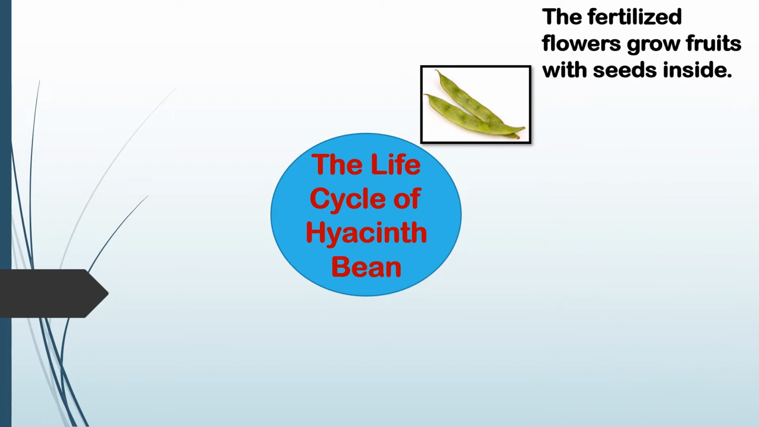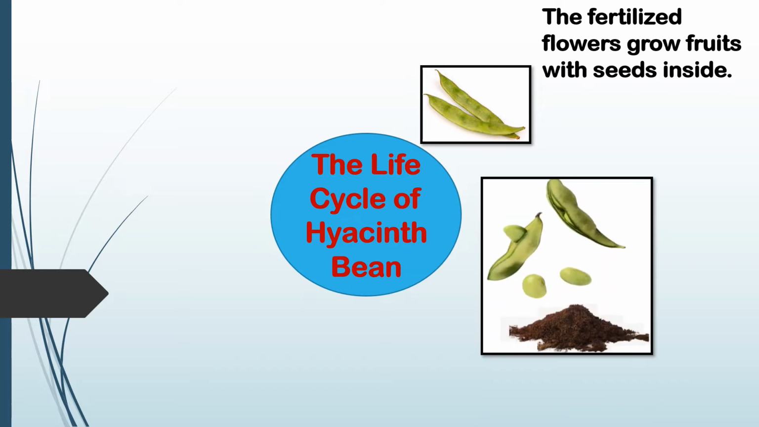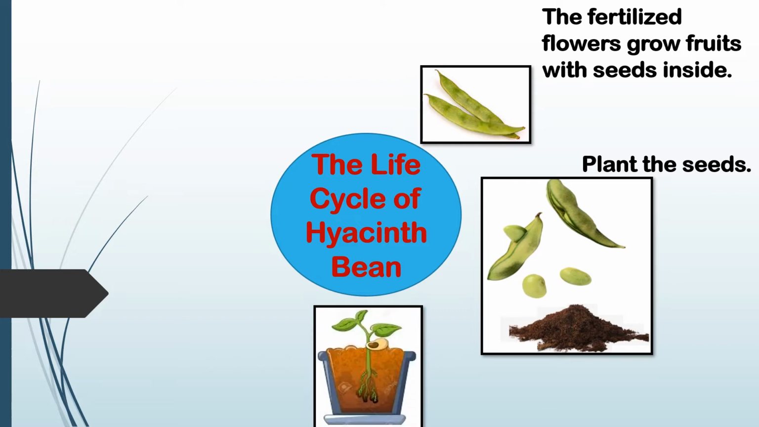First, the fertilized flowers grow fruits with seeds inside. And it is ready to be planted when its color turned from green to brown, and then after a few weeks or few months after planting the seeds, it will grow. This is what we call the sapling or seedling. The sapling has roots, stem, and leaves.